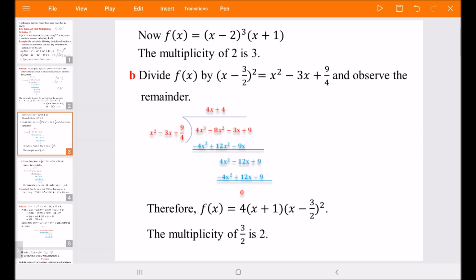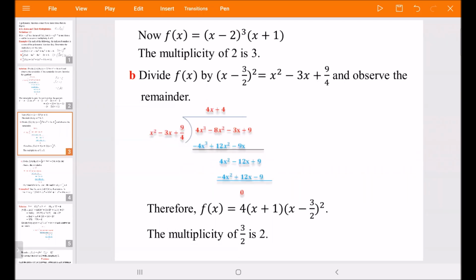Now write this polynomial f of x as a product of its factors. 4 times x plus 1 times x minus 3 over 2 the whole square. This is f of x. f of x is equal to 4 times x plus 1 times x minus 3 over 2 the whole square.